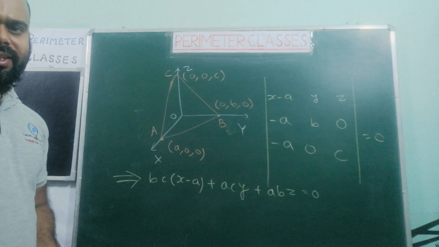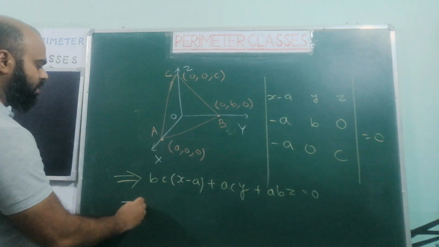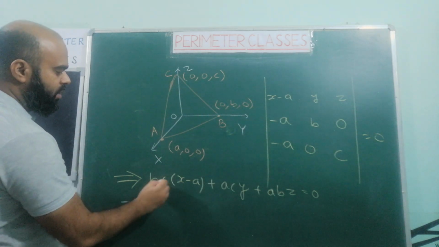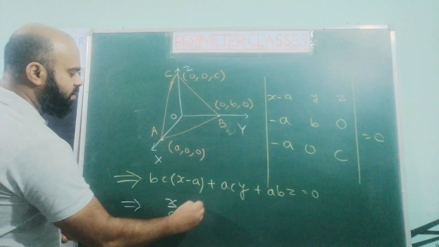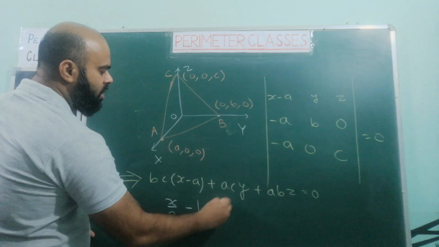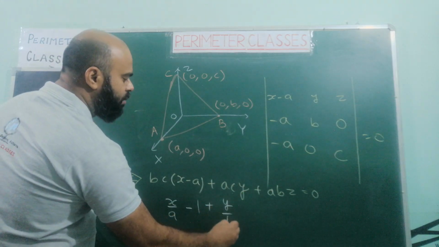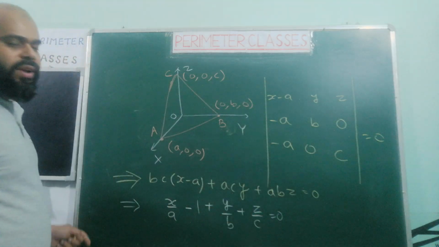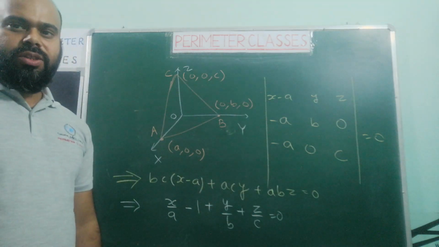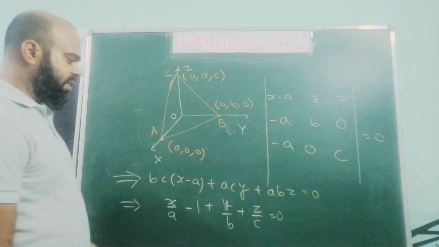Now if we divide the left hand side and the right hand side by abc, bc will cancel, you will get x by a, and here abc will be cancelled and you will get 1. Here ac will be cancelled and you get y by b, and here ab will be cancelled and you get z by c. So we are dividing by abc on the left hand side as well as on the right hand side.